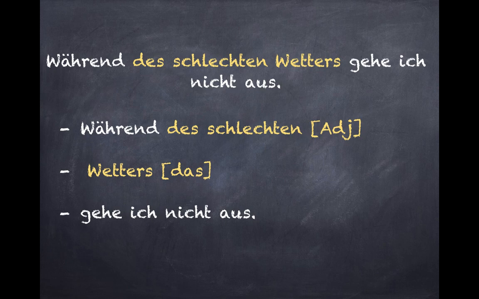Während des schlechten Wetters gehe ich nicht aus. So here the verb is ausgehen. It's a separable verb. Wetter, das Wetter, changes into des. Schlecht is an adjective and takes an en ending. In the genitive case, the adjective ending is always en. And then the verb position, gehe. So in this sentence, während des schlechten Wetters is considered one word, and then the verb at the second position, gehe. Afterwards, the rest of the sentence.